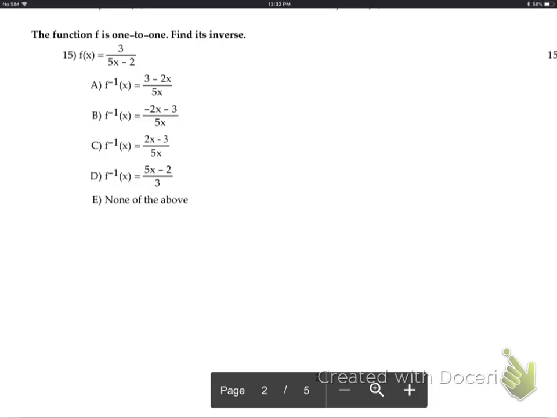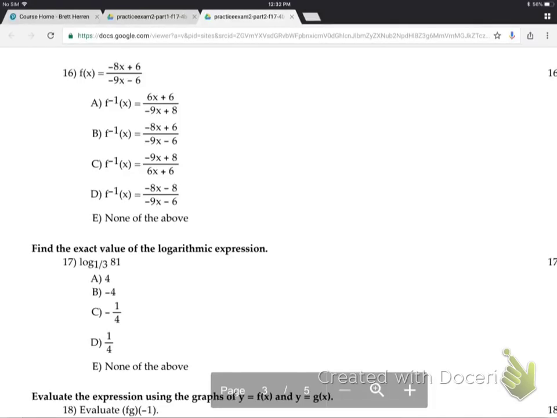All right, so how do I take a function like this, 3 over 5x minus 2? How do I find an inverse? Remember that? In fact, I'm going to skip 15 and do 16. So let's do 16. 16 will be even harder, and it's the same thing, and I don't have time for everything.